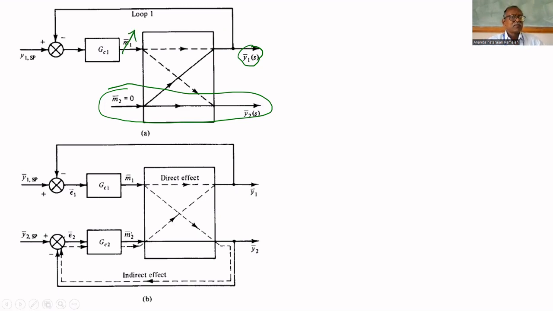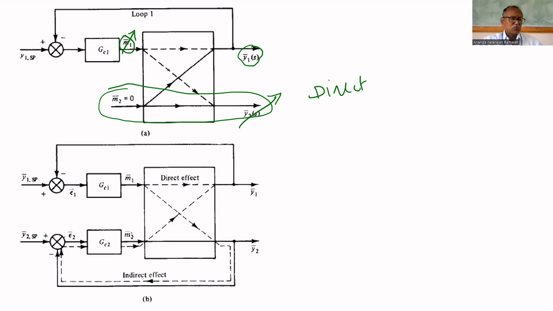M1 is manipulated. Because of manipulation in M1, y2 will be affected. You understand this? This is called direct interaction. M1 has direct interaction on y2. The M1 will have indirect effect on y1. That we will see now.